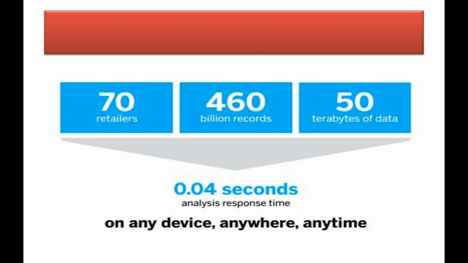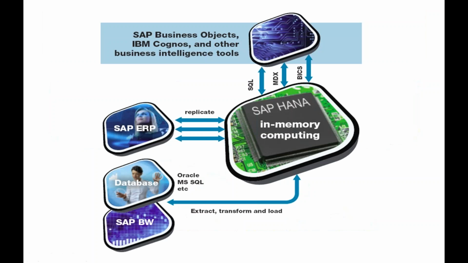And these figures, 0.04 seconds, were taken from around 70 retailers that were tested. It's a POC, a proof of concept. SAP tested around 70 retailers. They processed around 460 billion records, 50 terabytes of data, in 0.04 seconds. That is the power of HANA.